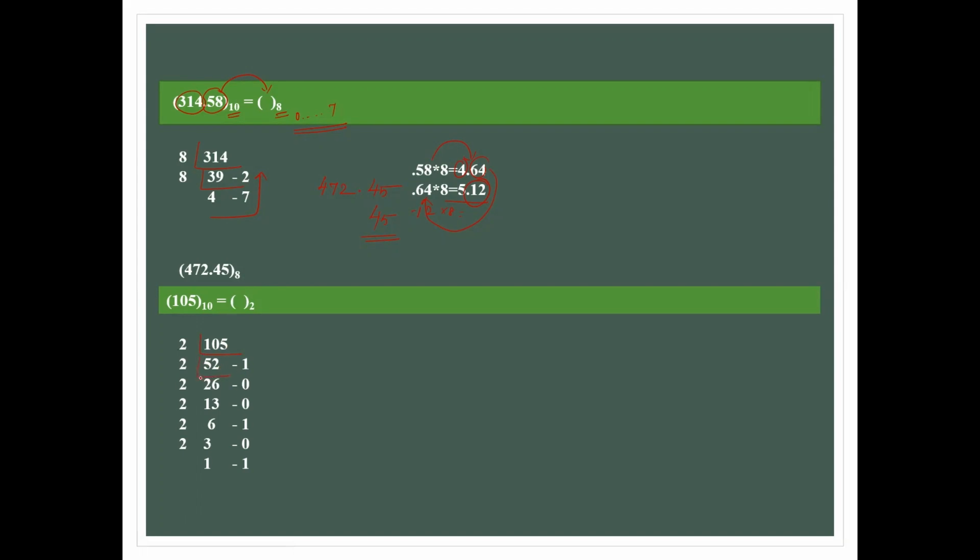Again divided, 26 and a remainder of 0. Again divided by 2, you get 13 and a remainder of 0. Again divided by 2, you get 6 and a remainder of 1. Again divided by 2, you get a quotient of 3 and a remainder of 0. And then again by 2, you get 1 and 1 there. So now write the number in this order. You will get the value in base 2.